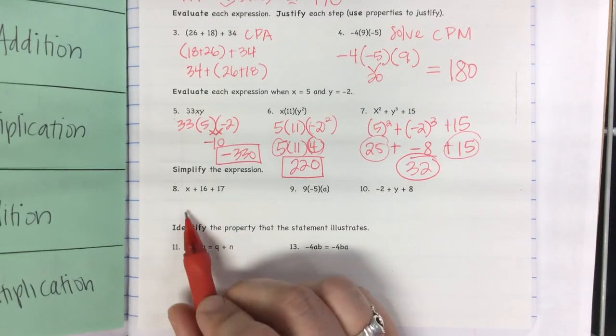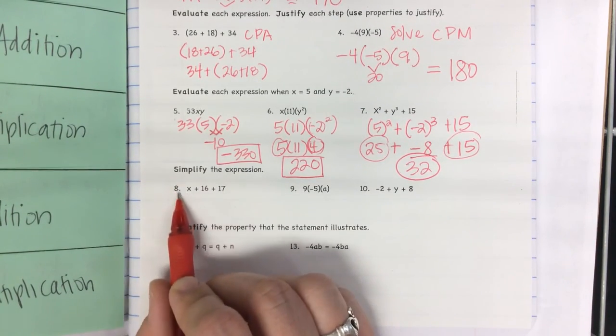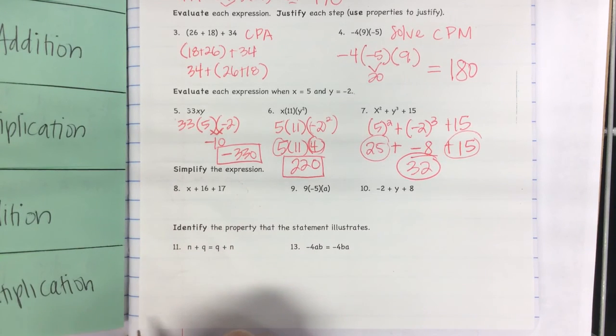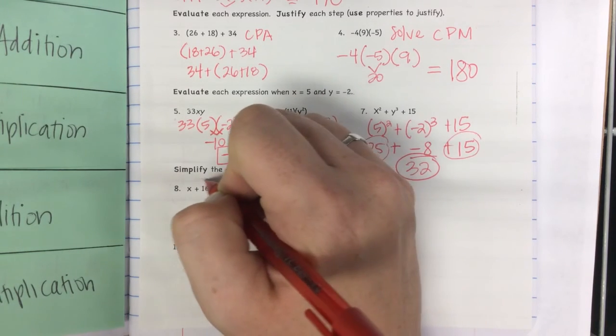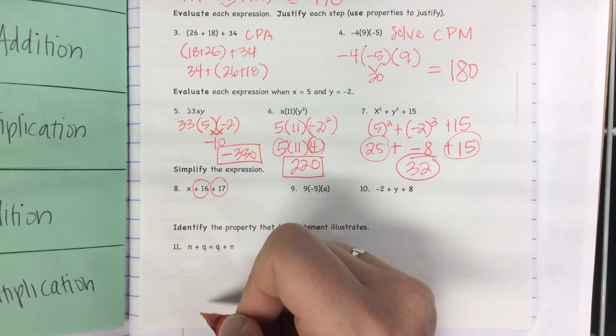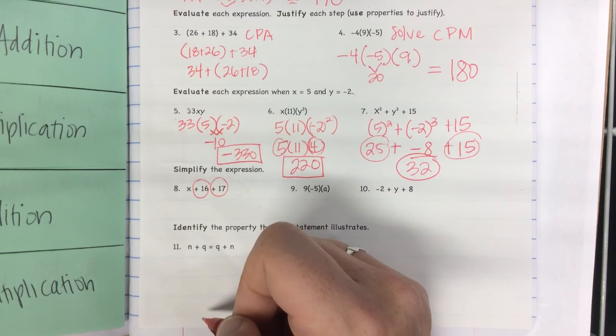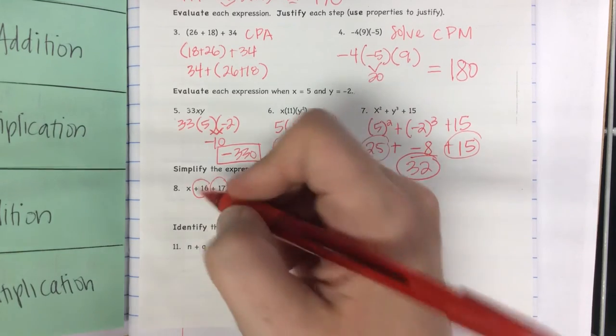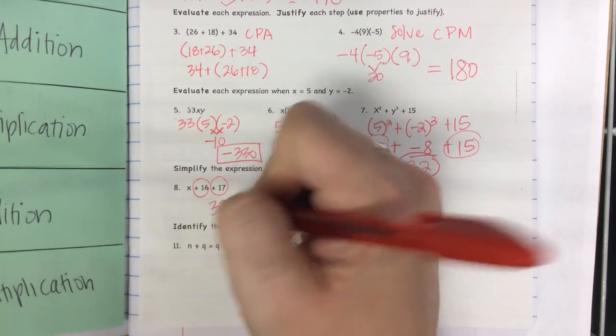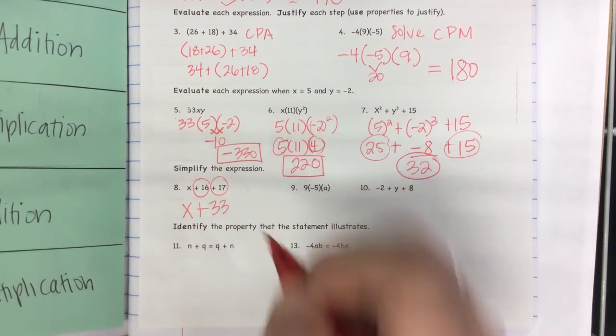Let's keep going. Number 8. What can you put together in problem number 8? What do you think goes together? What belongs together? Come on, you can do it. I believe in you. What should you add? What should you combine, Max? 16 plus 17. What is 16 plus 17? So it's x plus 33.